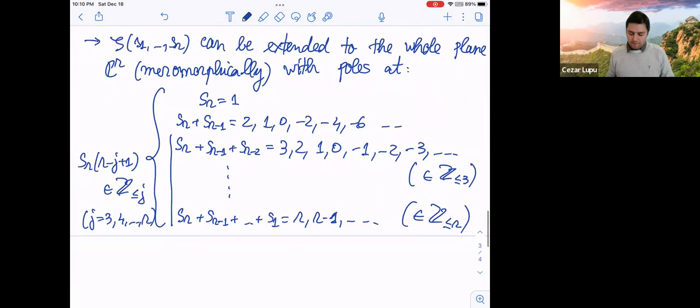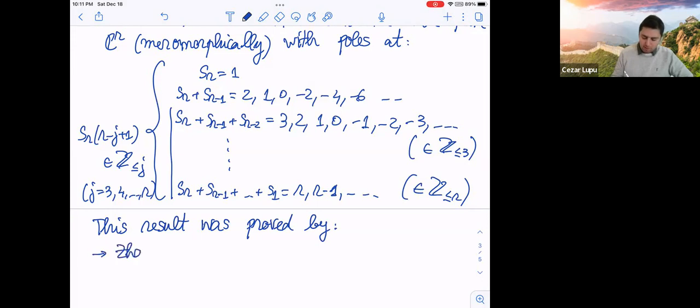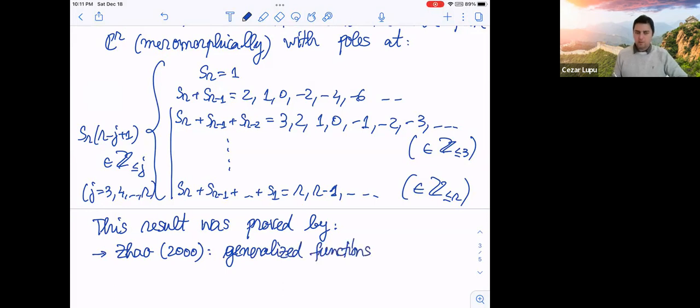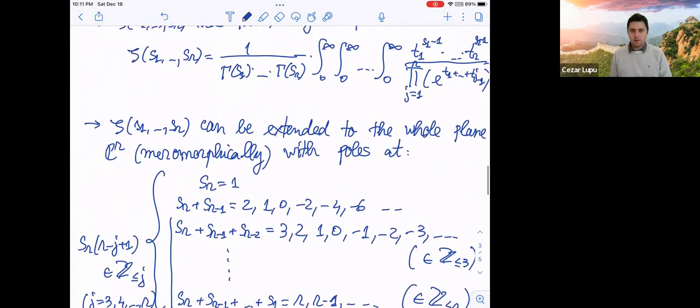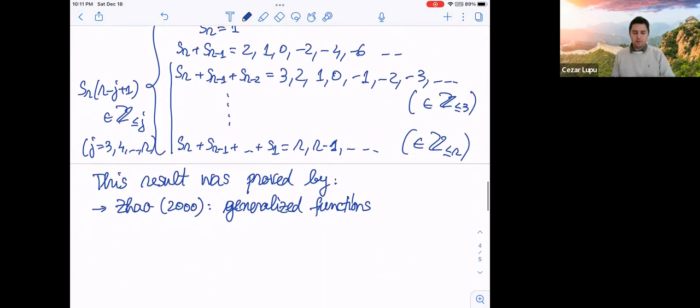Anyway, so this was proven first by Zhang-Qiang Zhao. So let me just give you some history, who proved this. So first it was Zhao, around 2000. He proved it using generalized functions. In fact, he used this integral representation here, and he defined some generalized function to prove the analytic continuation of the multiple zeta functions.